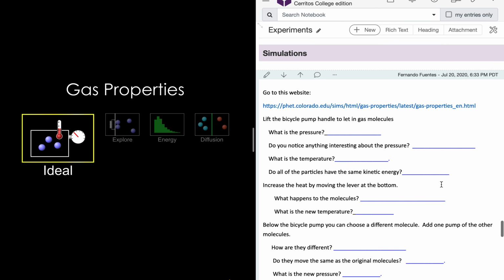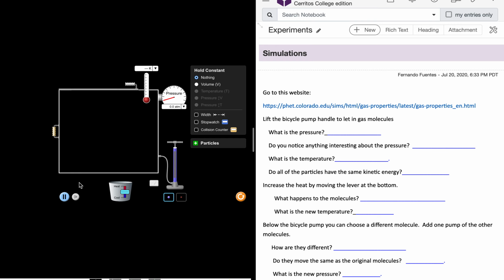Okay, so click on Ideal. Then lift the bicycle pump handle to let the gas molecules in. This is your container, this one is your thermometer to measure the temperature, and this one measures the pressure. This one you use to increase or decrease the temperature. You can add heat or cool it down. So let's add some gas molecules.